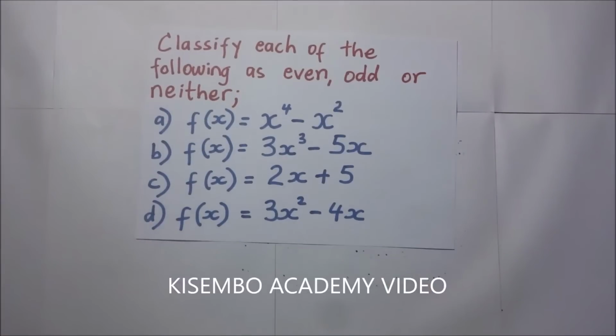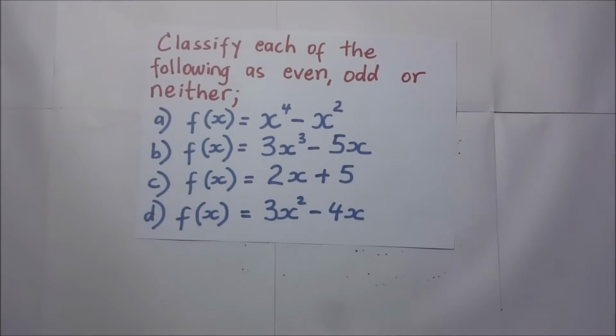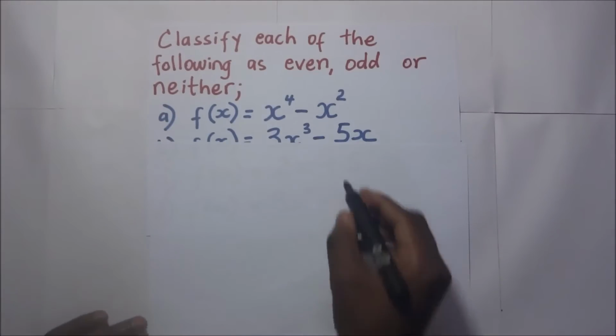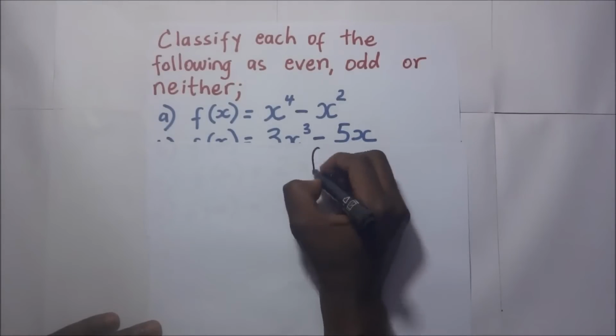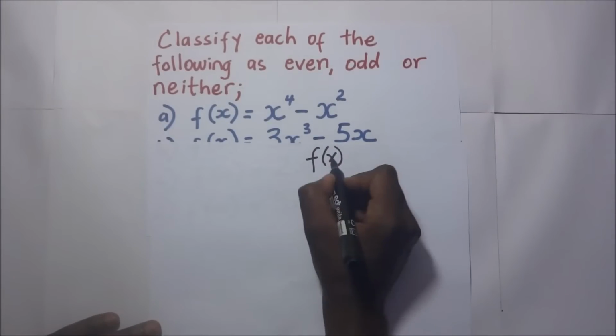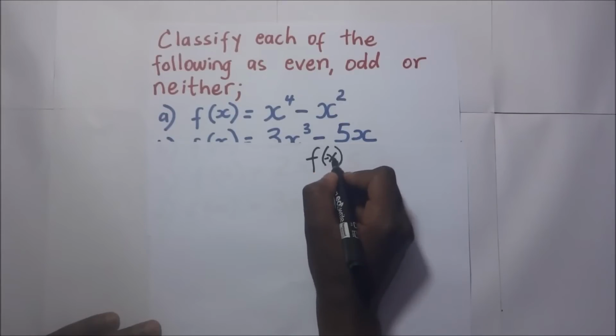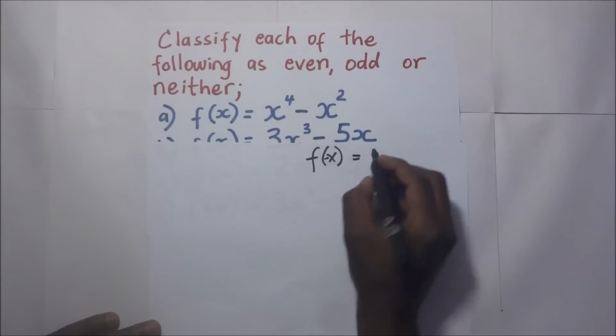So we have some numbers here to work out. We are required to classify each of the following as even, odd, or neither. And from there, of course, we are not going to draw graphs. We are going to calculate them and see which ones are even, which ones are odd, and which ones are neither of the two. We shall start with part A. Now let us be reminded, first of all, that for an even function, when we plug in a negative here, it's going to return the same function.